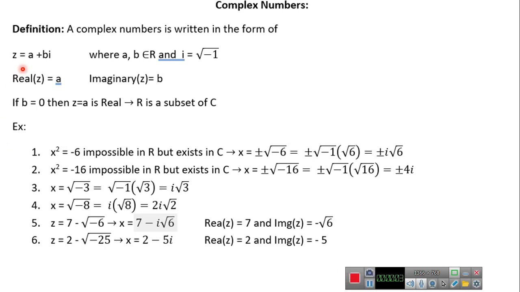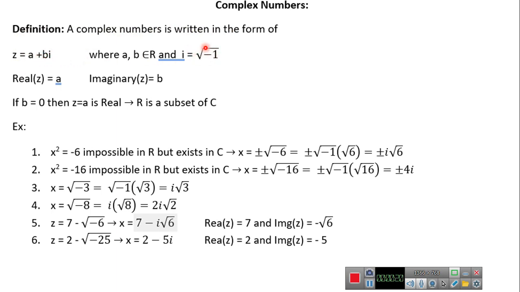Hi students, our study today is about complex numbers. This is the third chapter. A complex number is a number written in the form z equals a plus ib. A is called the real part, b is called the imaginary part, and i is equal to root minus 1.